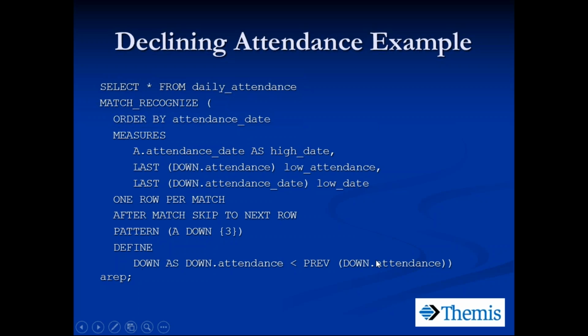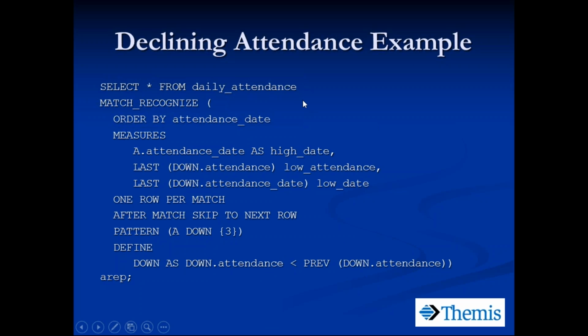So remember, the define is the pattern you're looking for. And it can be very simple like this one is, or very complicated as well. All right, you're going to have aliases down here. Down is defined as this: that my attendance for the row I'm looking at is less than the previous.